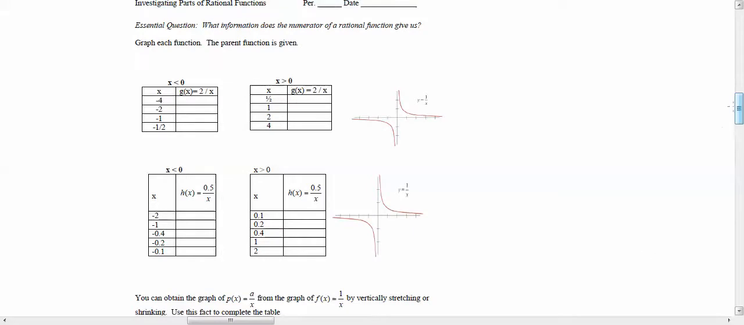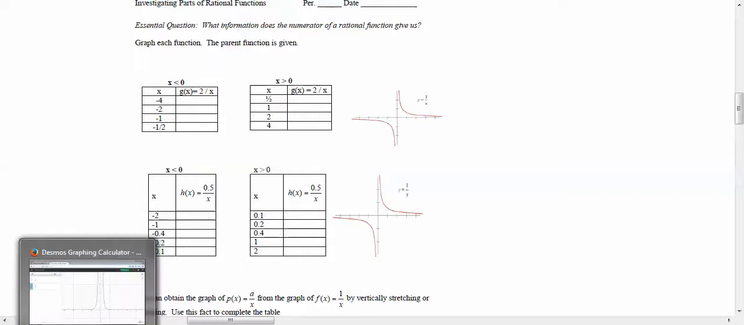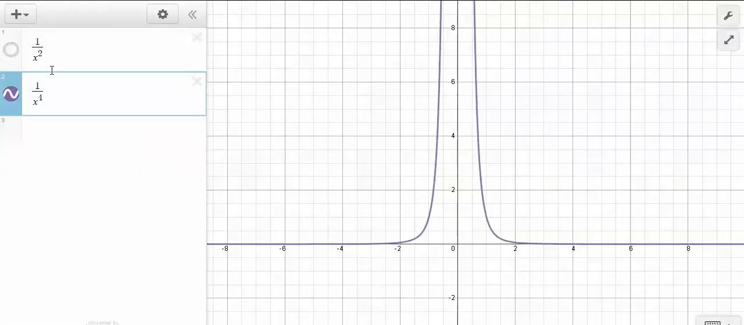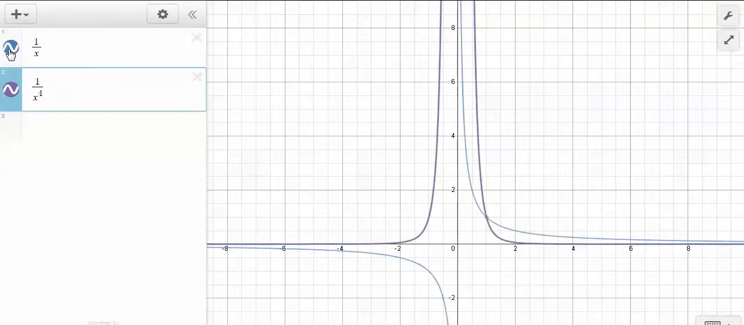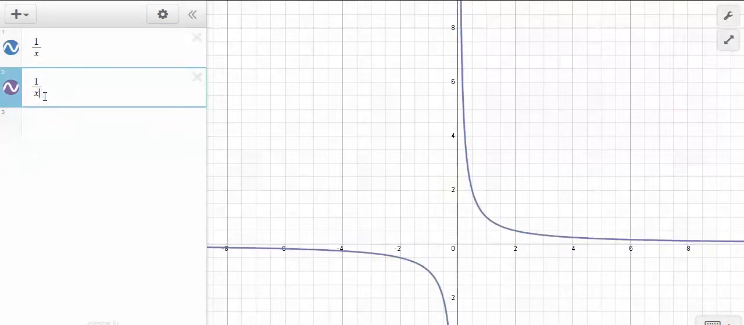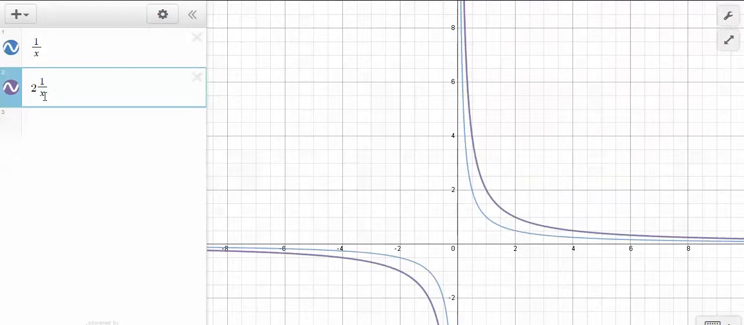And you know what? I'm kind of lazy, so I'm going to do the Desmos over here. I'm not going to do this little graphy thing. What I'm trying to do is compare 1 over x to 2 times 1 over x.